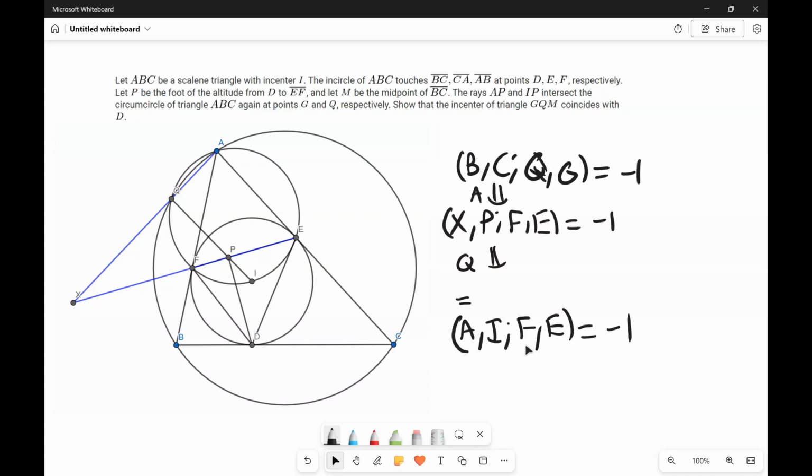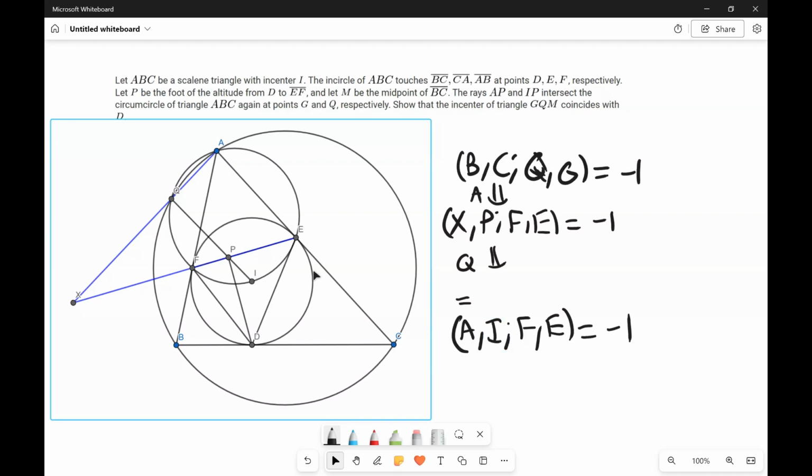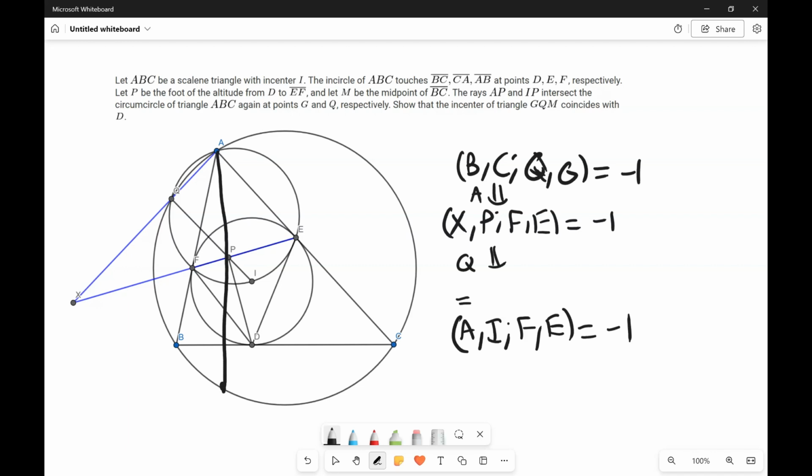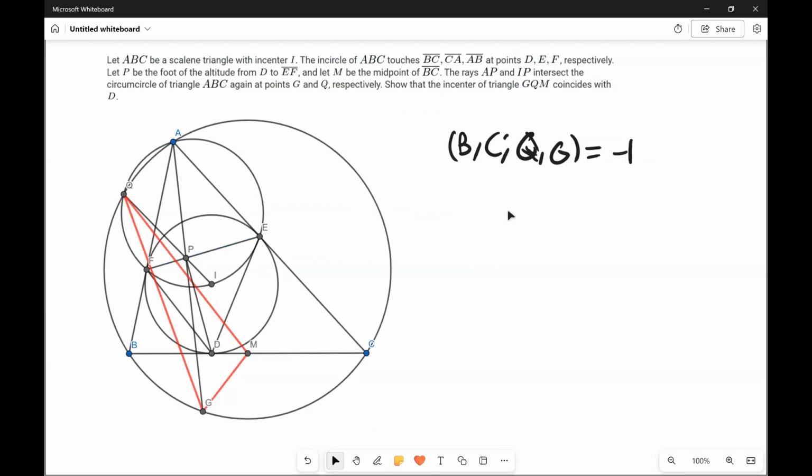So this quadrilateral here is harmonic, and then projecting through Q gives that this cross ratio here is -1, and then finally projecting through A again, we get that if we have this point G here, then (B, C; Q, G) is -1. Now we are back at our original diagram here, knowing that this is true because we just proved it. And earlier we said that this implies that QD bisects angle GQM. Now we just need to find one other angle bisector, and that will show that D is the incenter.